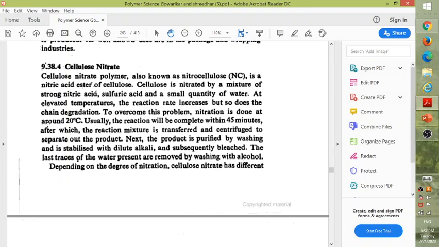So usually the reaction will be completed within 45 minutes, after which the reaction mixture is transferred and centrifuged to separate out the product. Next, the product is purified by washing and stabilized by dilute alkali. So washing is very simple, and stabilized by dilute alkali and subsequently bleached. So bleaching, what is bleach?